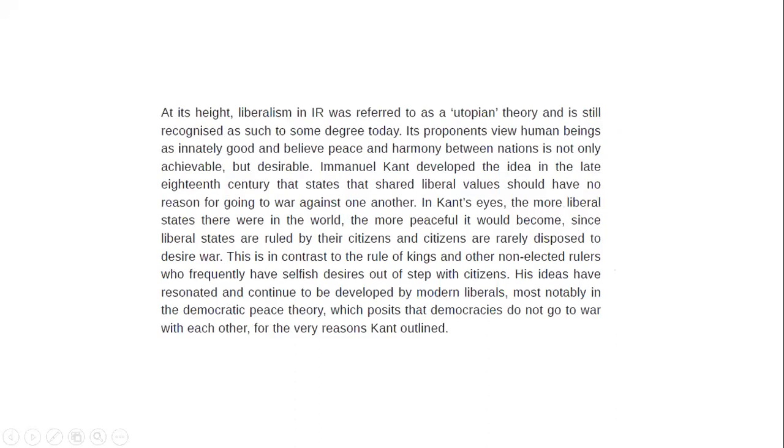Okay. At its height, which means at its most popular, liberalism in IR was referred to as utopian. I don't know if you've heard that term before, utopia. Utopian comes from the word utopia, which means a perfect, happy society. Like I said, candies and sheep and small children and beautiful butterflies. And a lot of people think, oh, we can accomplish a beautiful utopia. A lot of times, unfortunately, these people do not have any way of accomplishing that. It's only a dream, but you can't build a society on just a dream without knowing where you're going or what kind of structure you're going to give it.